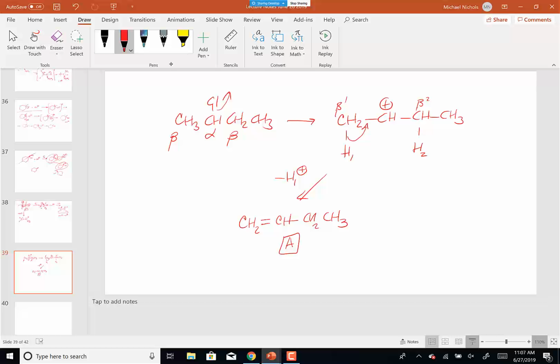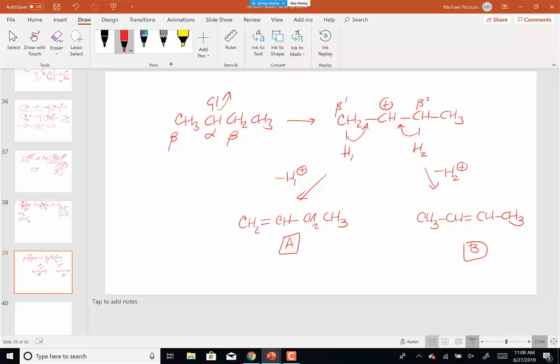What if I lose beta hydrogen 2? What am I going to get? I'm now going to form the double bond into the middle of the molecule. So this is E1 because I'm forming a carbocation.